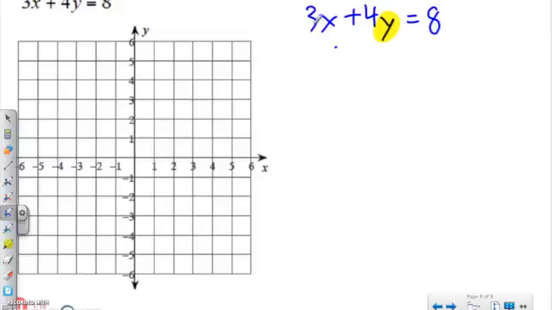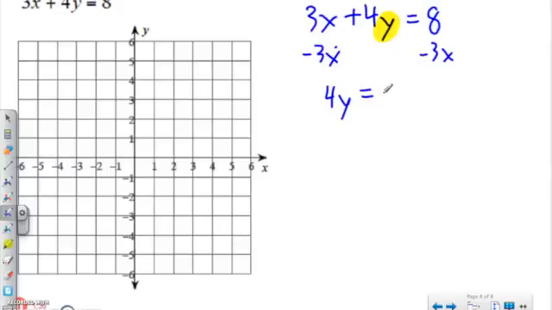So I need to move this 3x over to the other side. So to do that, I'm going to subtract 3x from both sides. So I'm going to have 4y is equal to, now, this is an 8, this is a negative 3x. They are not like terms because the 3 has an x attached to it, the 8 does not.